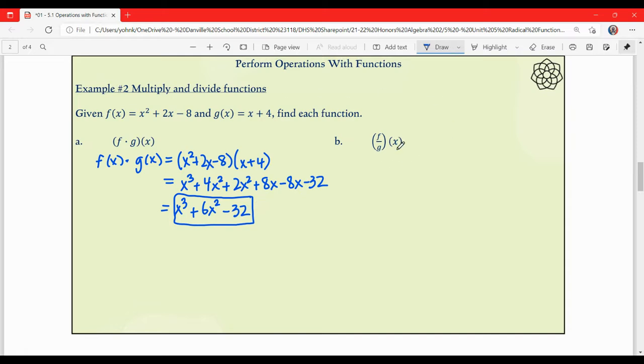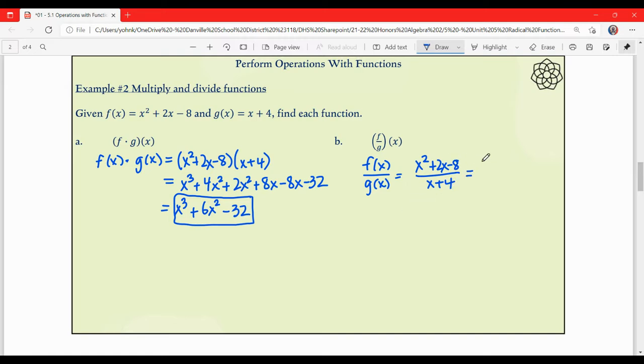Okay, finally, letter B, f divided by g of x. According to the rule, that's f of x divided by g of x. So I'm going to take my f function, x squared plus 2x minus 8, and I'm going to divide it by my linear function, x plus 4. Now there's a couple different ways you can simplify this. I cannot cancel the x's. I can't cancel the 4 into the 8. That doesn't work.